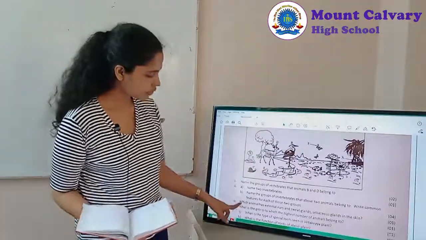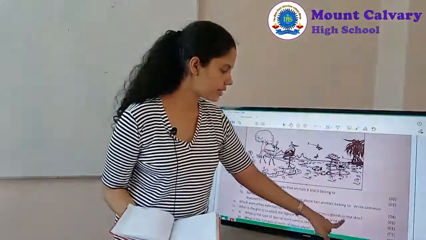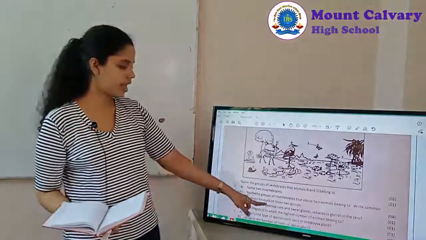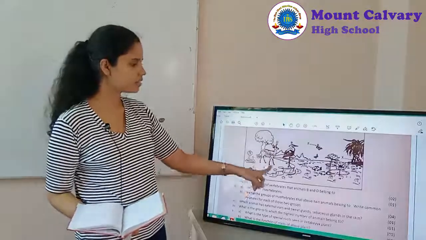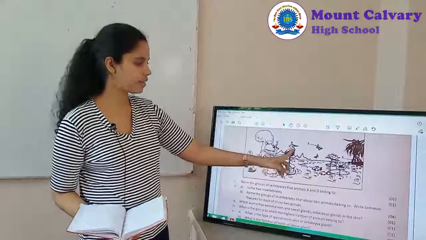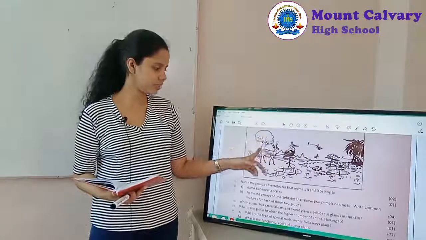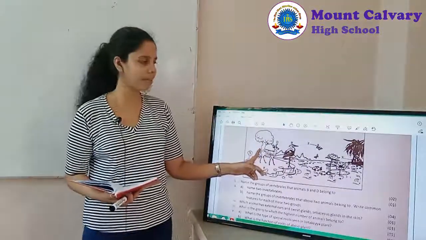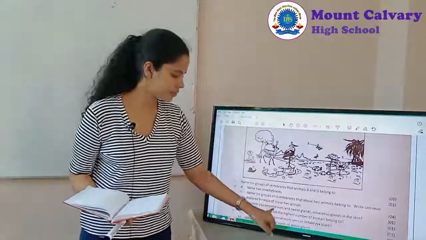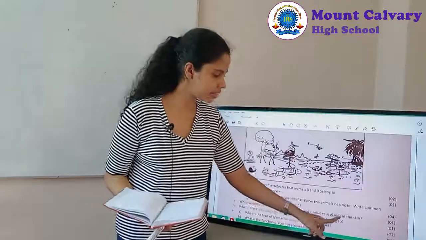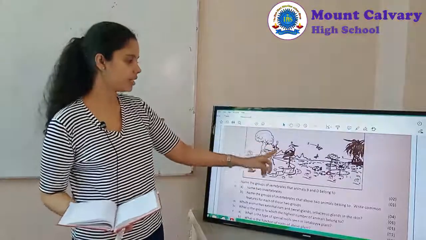Then third question, which animal has external ears and sweat glands, sebaceous glands in the skin? Here, deer, right? Only deer. Why? Deer is a mammal. Only group Mammalia has external ears, sweat glands and sebaceous glands in the skin. So it belongs to group Mammalia. The animal is deer.